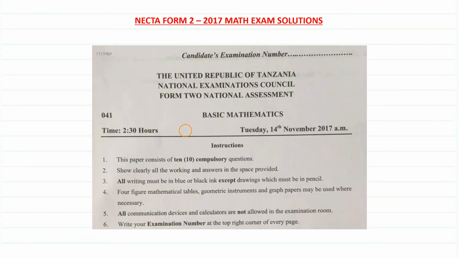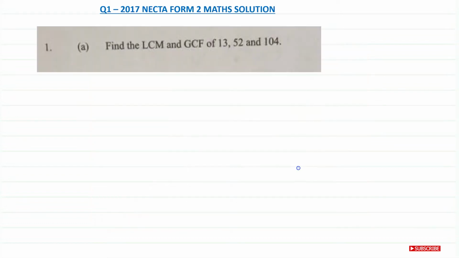Hi guys, in this session we're going to solve the whole paper from Form 2 Necta Past Paper 2017. There are 10 questions in here and you need to answer all questions because it says there are 10 compulsory questions. Okay, so let's start with question 1.